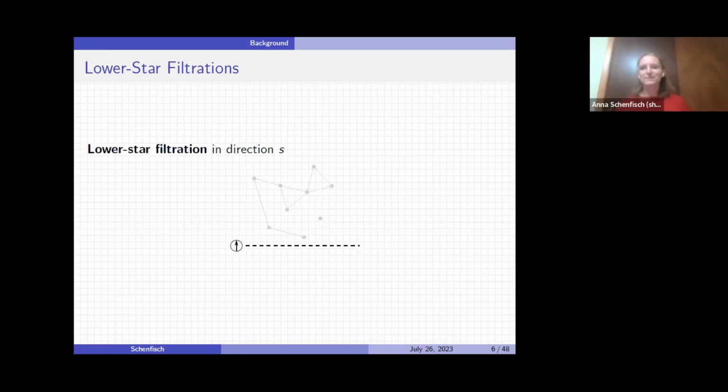So everything I am going to be discussing today will be with respect to lower star filtrations. Suppose we have some underlying simplicial complex shown here in gray, embedded in Euclidean space, and we've chosen a direction like this up direction. How we filter through this space is we ask what's the subcomplex at or below every height.